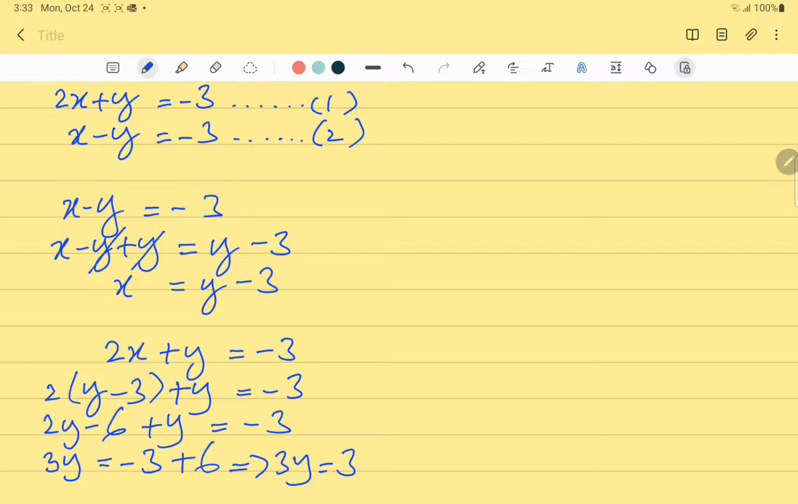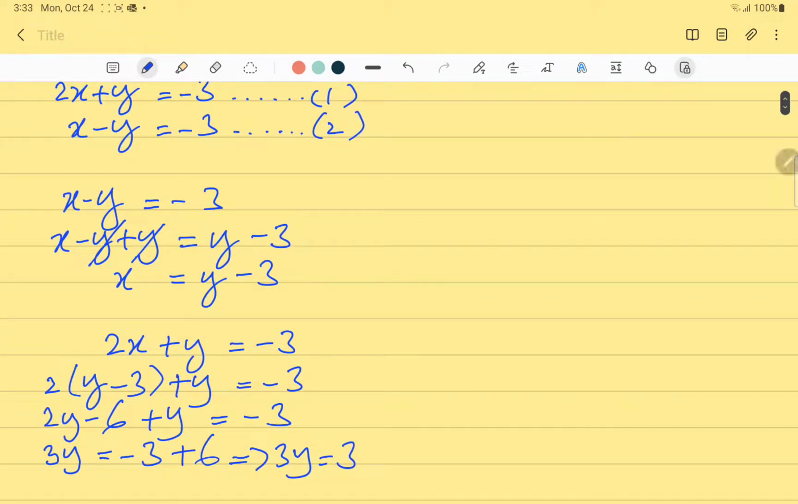So dividing both sides by 3, we get y = 1.